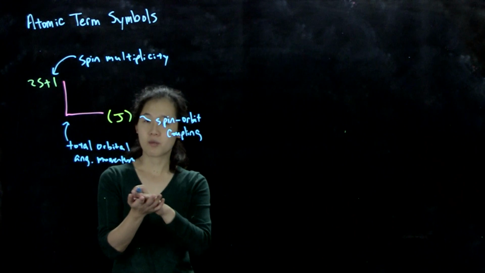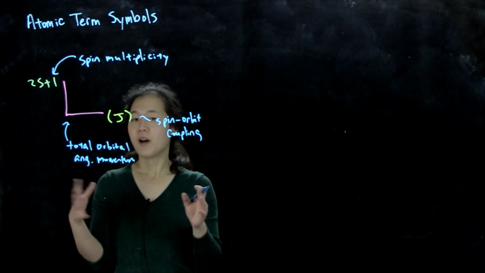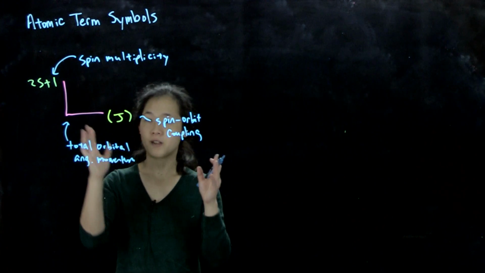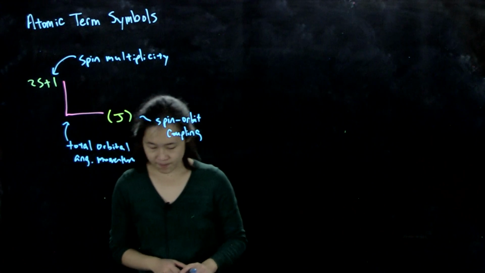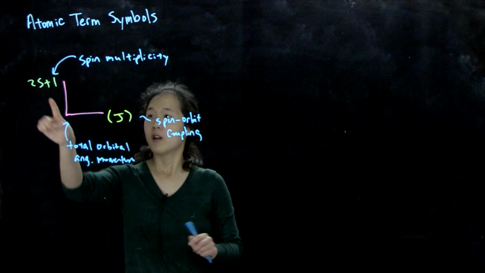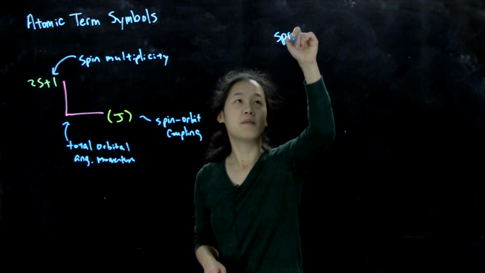And then this term can be figured out once we look at the possible so-called microstates that we can make out of each electron configuration, which we'll do an example of in a bit. But let me talk first a little bit about this term symbol. So spin multiplicity, let's put it over here.